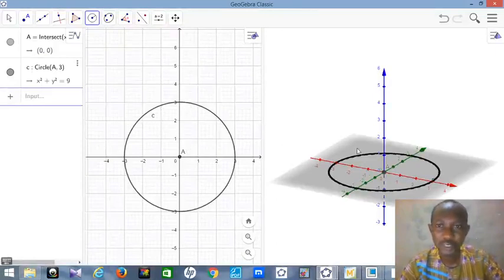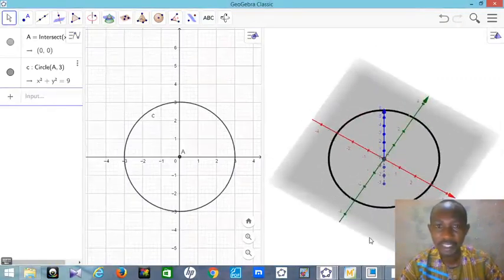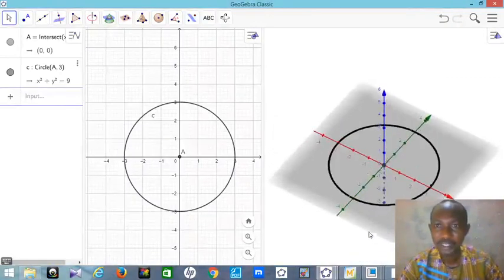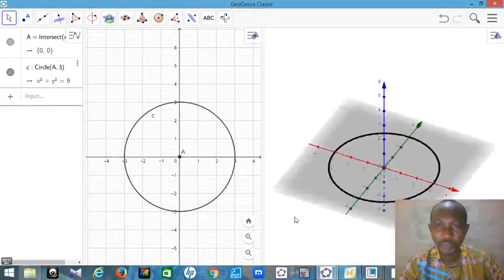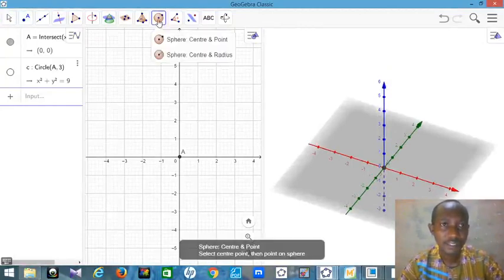You can see it even in the three-dimensional view. It's just there, just a normal plane shape having an area. You can see the area it covers, just this space on the floor of this three-dimensional view here. But if I take this out, let me take a sphere.